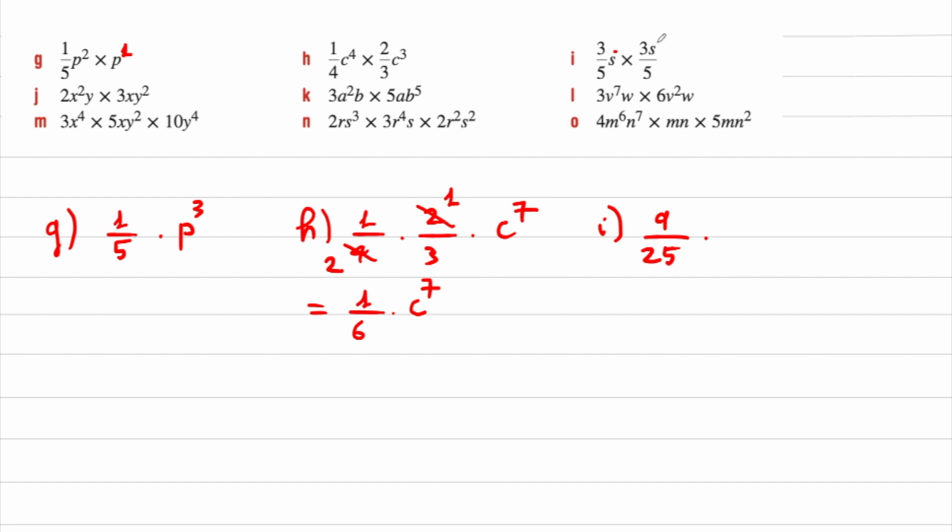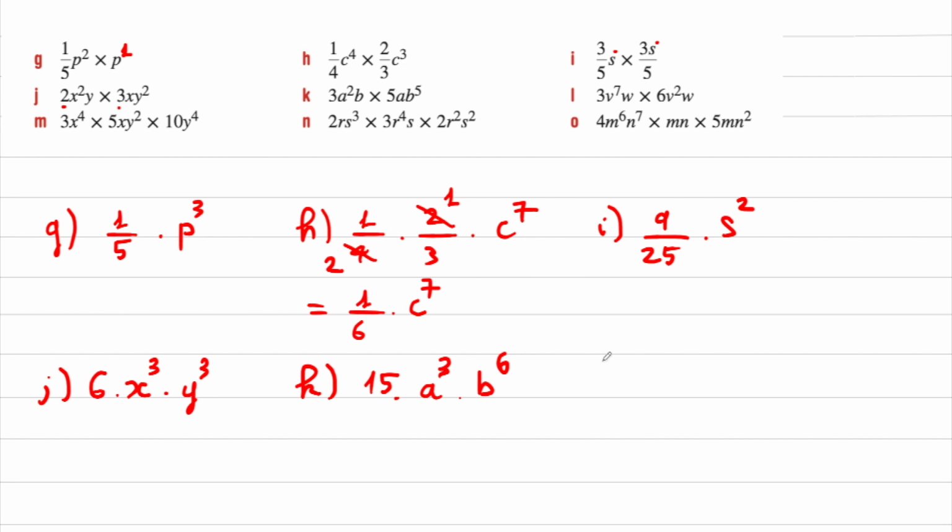And you have s here and you have s here. s times s means s squared. s to the power of 1 times s to the power of 1, s to the power of 1 plus 1 equals s to the power of 2. Question J. The constant number only has 2 and 3. This means 6. For x you have x to the power of 2 and x to the power of 1, which means x to the power of 3. y to the power of 1 times y squared means y cubed. Question K. 5 and 3, 15 a cubed, and b to the power of 6.